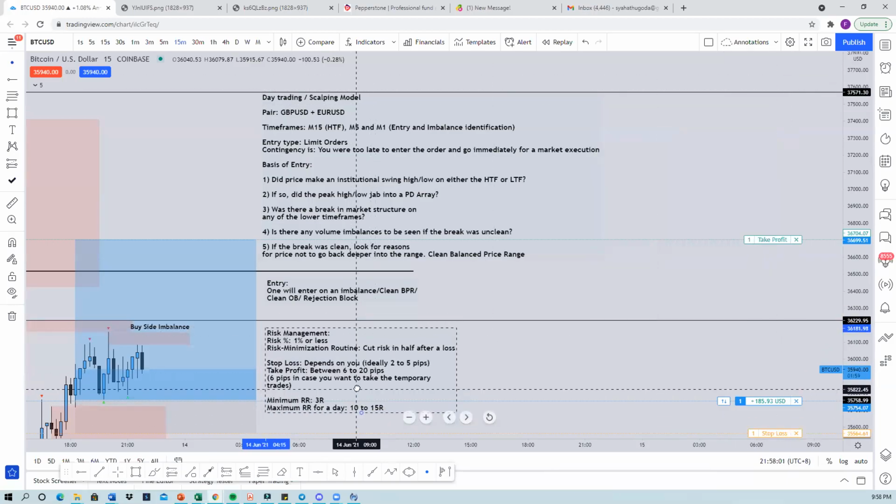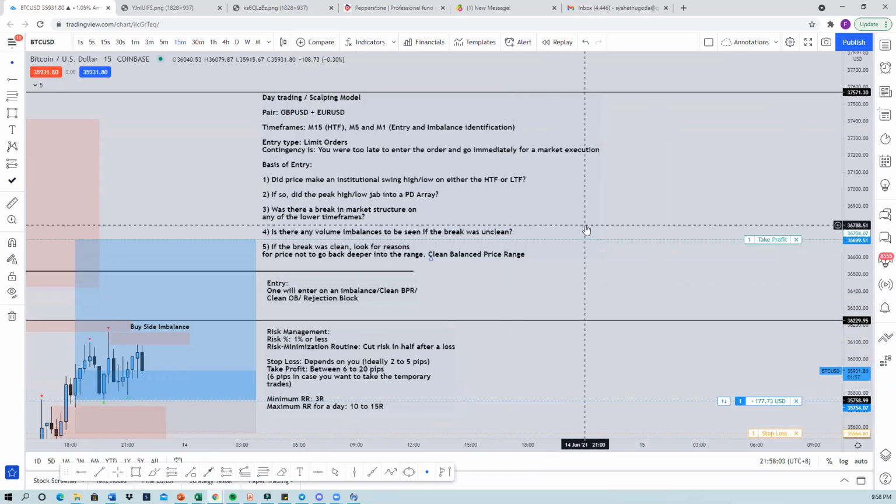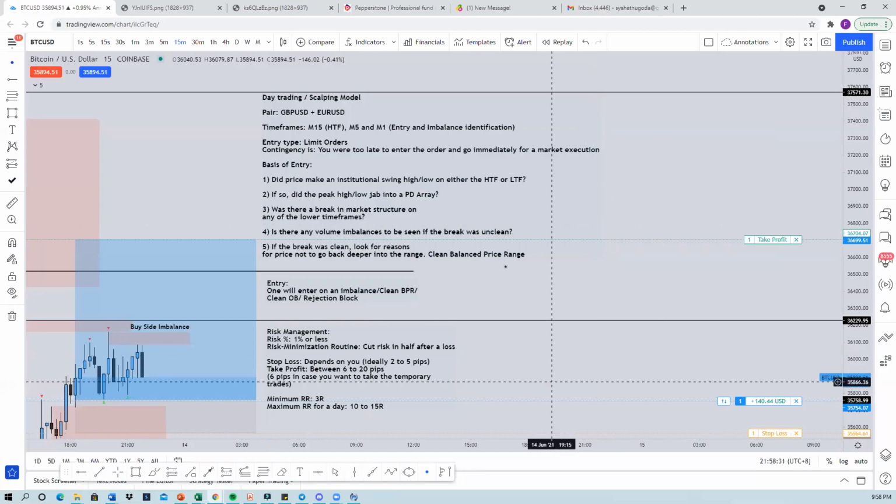Okay, so your risk management is 1% or less. Risk minimization routine: cut risk in half after a loss. Stop loss depends on you, ideally 2 to 5 pips. Take profit between 6 to 20 pips, 6 pips in case you want to take the temporary trades. Minimum risk reward 3R, maximum risk reward for a day 10 to 15R, if you get that trade right and it goes all the way in the direction of order flow. Okay, so any improvements?